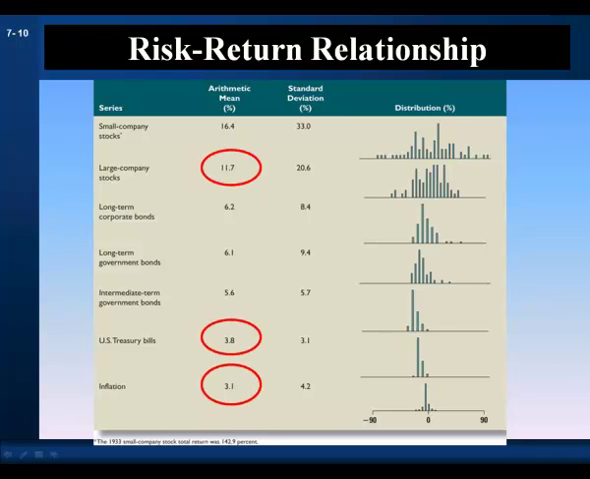Some key numbers that you might like to remember. The return on common stock has averaged 11.7%. The return on U.S. Treasury bills averaged 3.8%. And inflation has averaged 3.1% over the 83-year investment period.